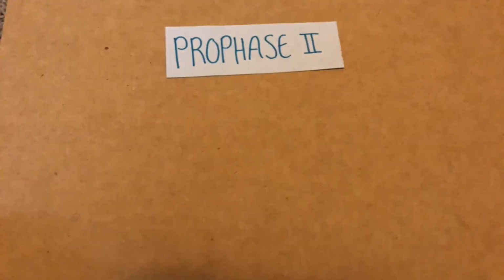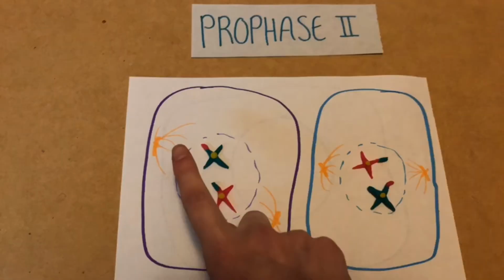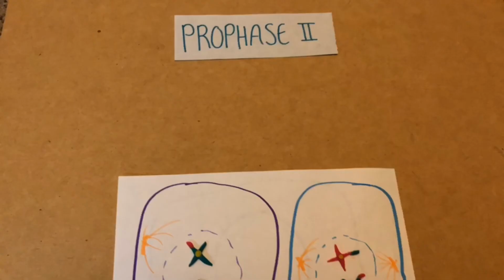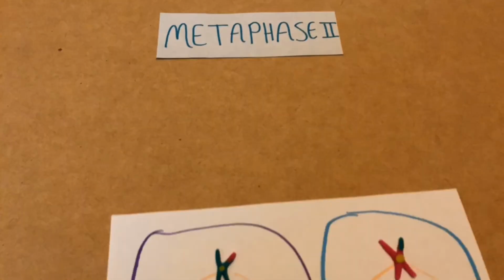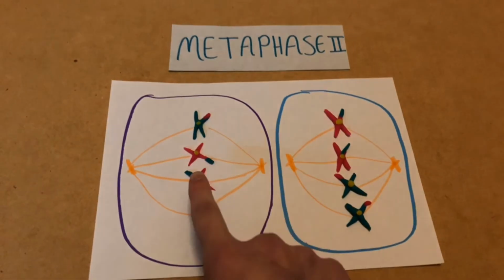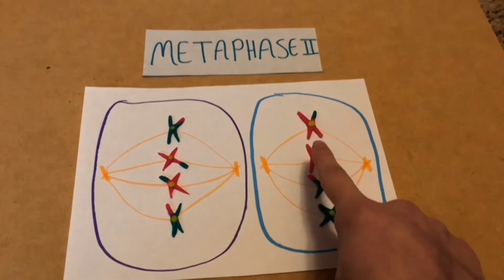The first stage of Meiosis II is Prophase II. All that happens in this stage are the spindle fibers starting to form and the nuclear envelope is beginning to dissolve. Now for Metaphase II. Remember, we now have two cells. In both cells, the chromosomes will line up down the middle, but this time in a single file line.